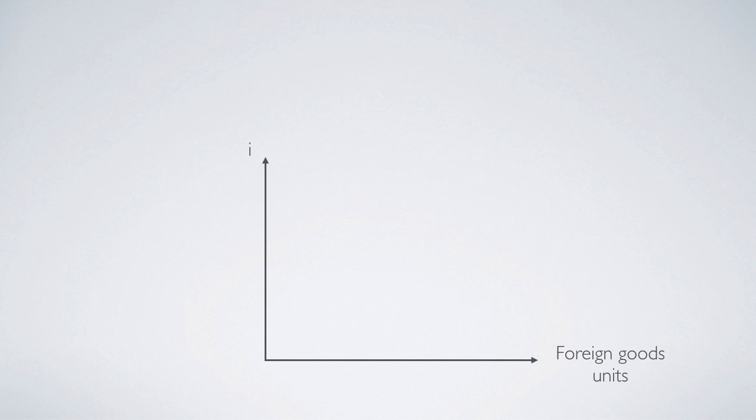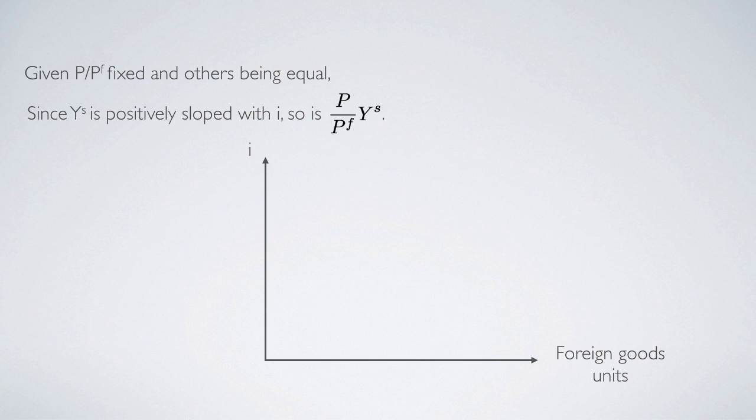So given that P divided by PF is fixed and others being equal, and since we know that the YS curve has a positive slope with the interest rate, of course this curve will also have a positive slope with the interest rate as well. This curve represents home production's purchasing power in terms of foreign goods.